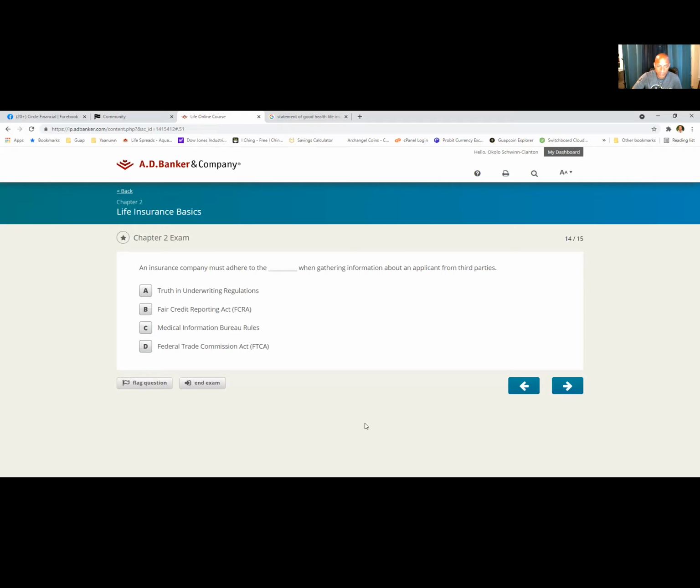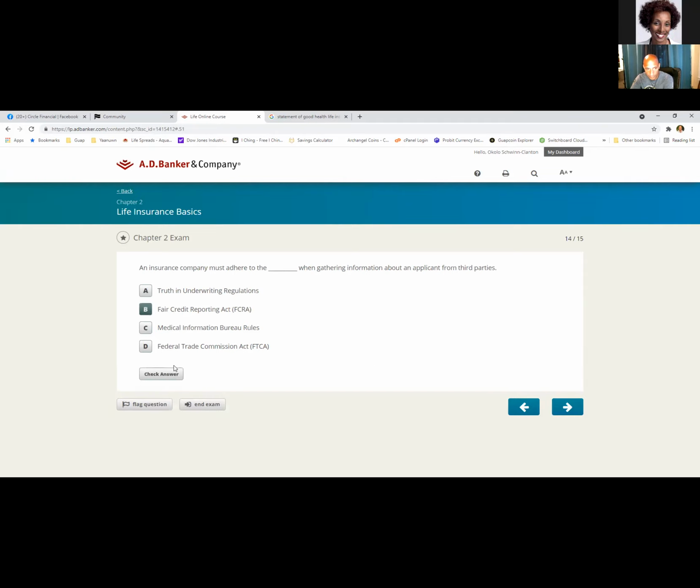An insurance company must adhere to the blank when gathering information about an applicant from third parties. Truth in underwriting regulations, Fair Credit Reporting Act, Medical Information Bureau rules, or Federal Trade Commission Act. B. I don't know. B or C.